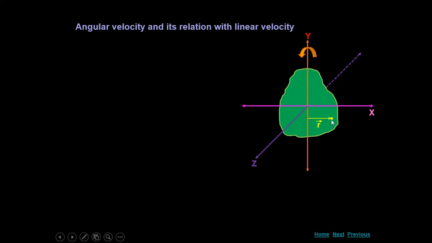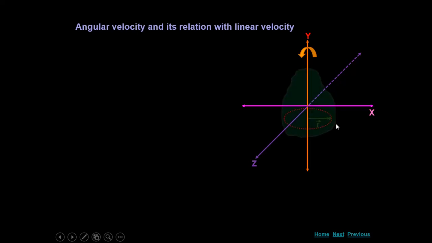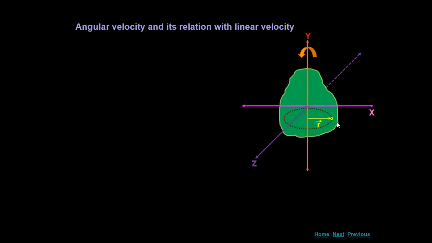If I take one such particle in the rigid body, it keeps rotating like this, about the y-axis, not along the y-axis, about the y-axis. That means you take the y-axis as the axis and it rotates around it. And if I take one particle in the rigid body, this particle is rotating about the y-axis in a circular path whose radius is r with center C.